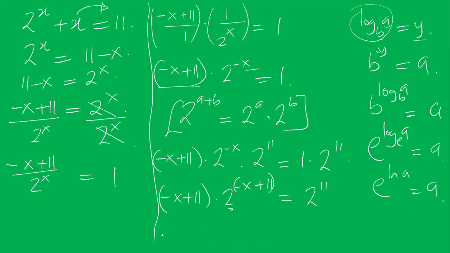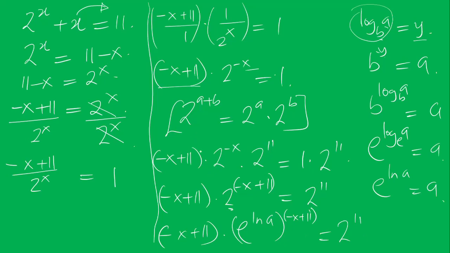So now we're going to have minus x plus 11 times e to the power natural log a, all to the power minus x plus 11, plus 11 is equal to 2 to the power 11.